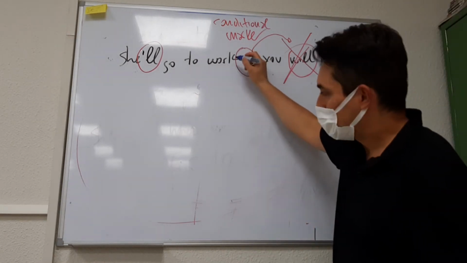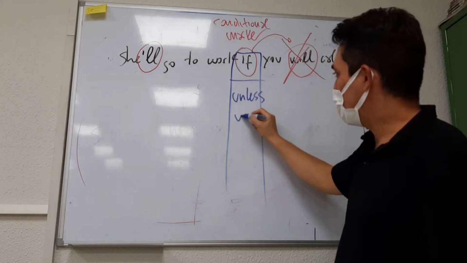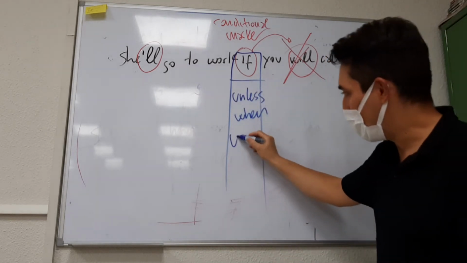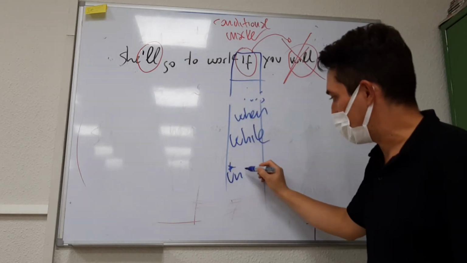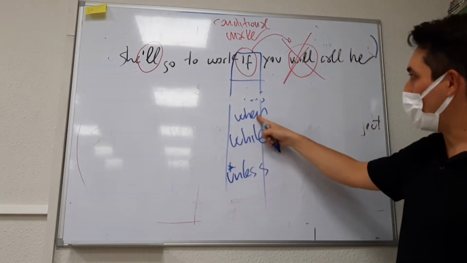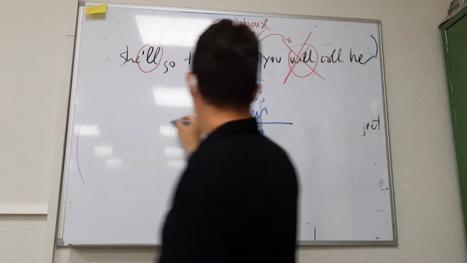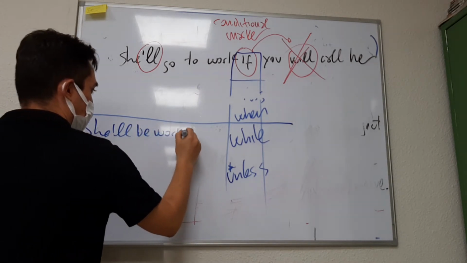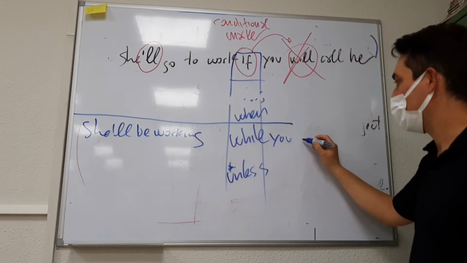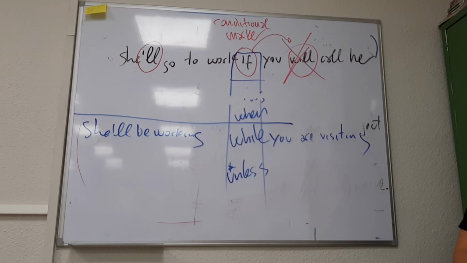Other conditional markers, apart from if. Unless, when, while, perfect. She'll go to work when you call her. She'll go to work while, well, here we should make another sentence. She'll be working while you are visiting. Is this correct? Does it sound good to you?